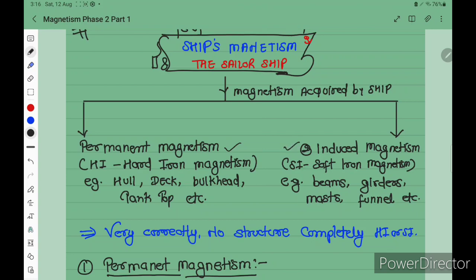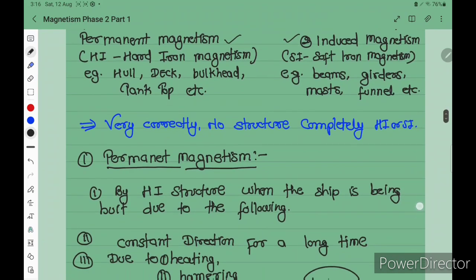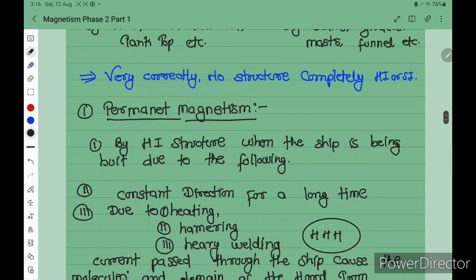The permanent magnetism is made of hard iron magnetism, examples of which are the hull, deck, bulkhead, tank top, etc. Whereas induced magnetism is soft iron magnetism: beams, girders, mast, funnel, etc. So, very correctly, no structure is completely without hard iron magnetism and soft iron magnetism. So let's discuss what permanent magnetism is.